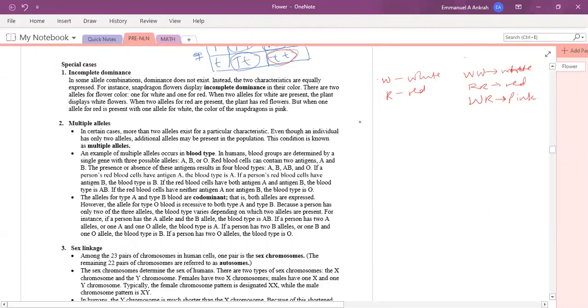Okay. Then the other special case is called multiple alleles. Multiple alleles. Okay. So it says in certain cases, more than two alleles exist for a particular characteristic.